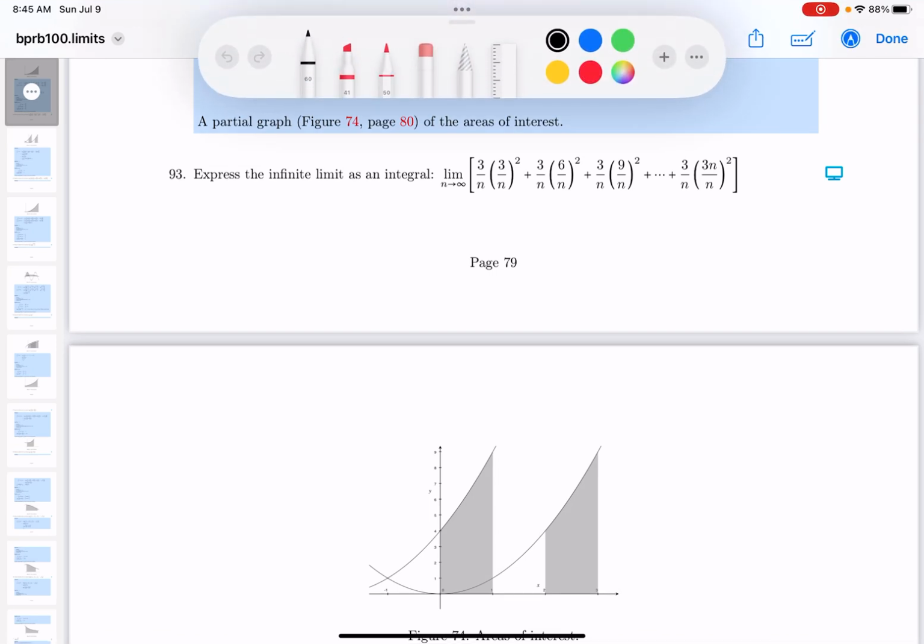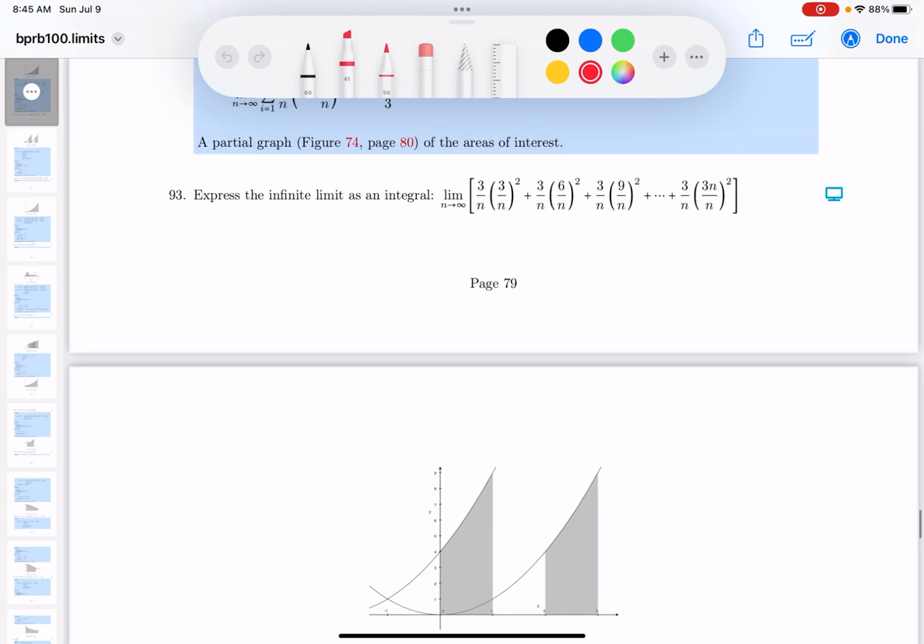Again, my recommendation is to write the sum down. So let's do that. Before I do that, I want to point out, I'm looking at it and wondering what's changing over here. And I see 3, I see 6, I see 9, up to 3n. So that's what's changing. So let's write the sum down.